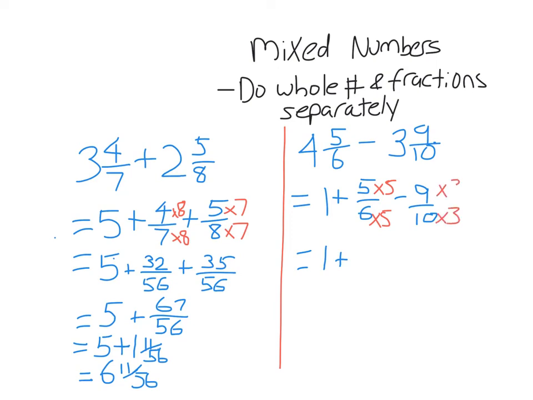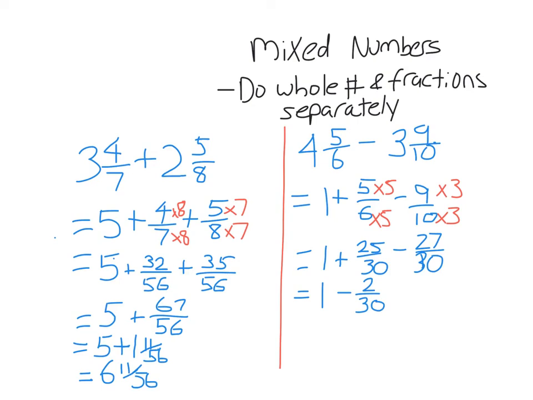So 5 times 5 is 25. So 5 over 6 is 25 over 30. And then 9 over 10, 9 times 3 is 27, 10 times 3 is 30. So this is 1. So 25 minus 27 is minus 2. Once again, I'm only subtracting the numerators. So it's 1 minus 2 over 30.